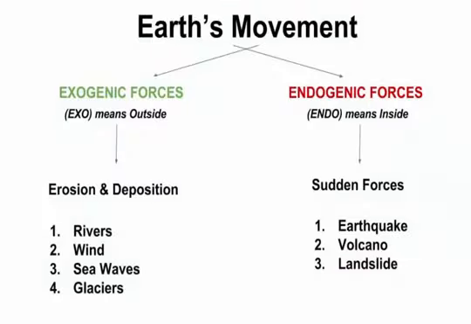Earth's movement is divided into two types of forces, that is the exogenic forces and endogenic forces. By the name you can figure out, exo means outside, endo means inside. So the kinds of exogenic forces are rivers, wind, sea waves, glaciers. And endogenic forces are natural calamities like earthquake, volcano, landslide, etc. Another point to note is the endogenic forces cause mass destruction, and exogenic forces are naturally occurring and don't cause much destruction compared to endogenic.